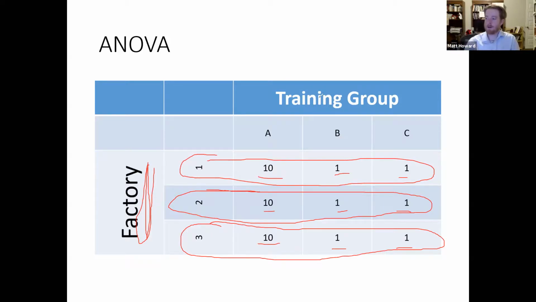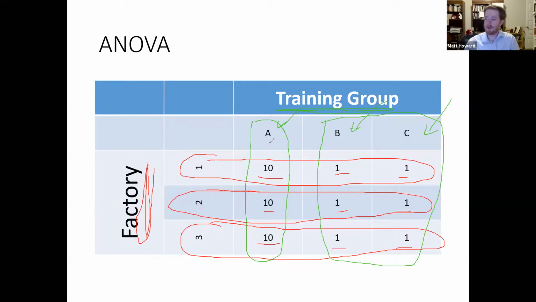However, for training group, would y'all expect there to be a significant difference among the training groups? What do y'all think about training group? Yep, y'all are exactly correct, so good job. Yes, because it seems like the only thing that makes a difference is whether you're in training group A versus training groups B and C. That's the only thing that makes a difference, because those in A had an average of 10, whereas those in B and C overall had an average of 1.